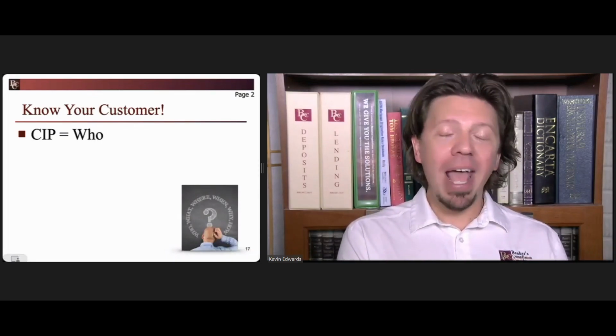CIP, if you hear about your CIP program, CIP is your customer identification program, and that is all about who is your customer. Okay, so we're going to ask certain bits of information about all of our customers, and then we're going to verify that information through some process, and it's our customer identification program. We're going to go through this process to make sure that we are comfortable that this person is who they say they are. And that's CIP in a nutshell.